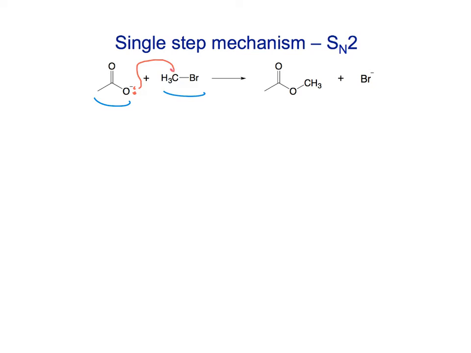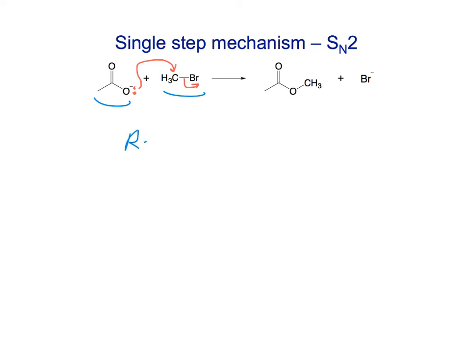Let's look first at the single-step mechanism. When this mechanism is operative, the rate of the reaction depends upon the concentrations of both the nucleophile and the electrophile. So in this reaction, this acetate will directly attack the carbon, displacing the bromide all in one step.